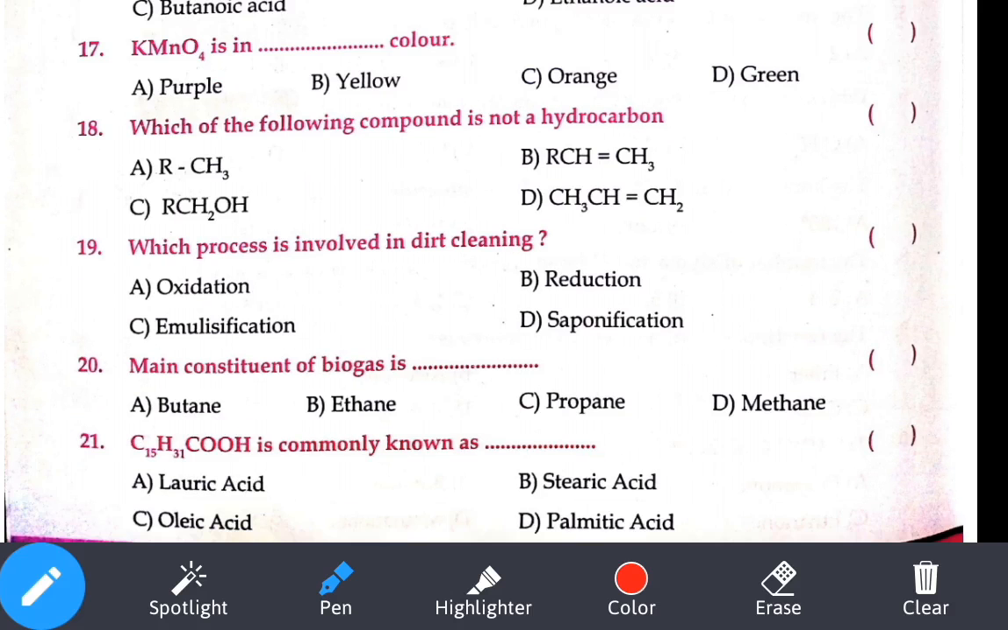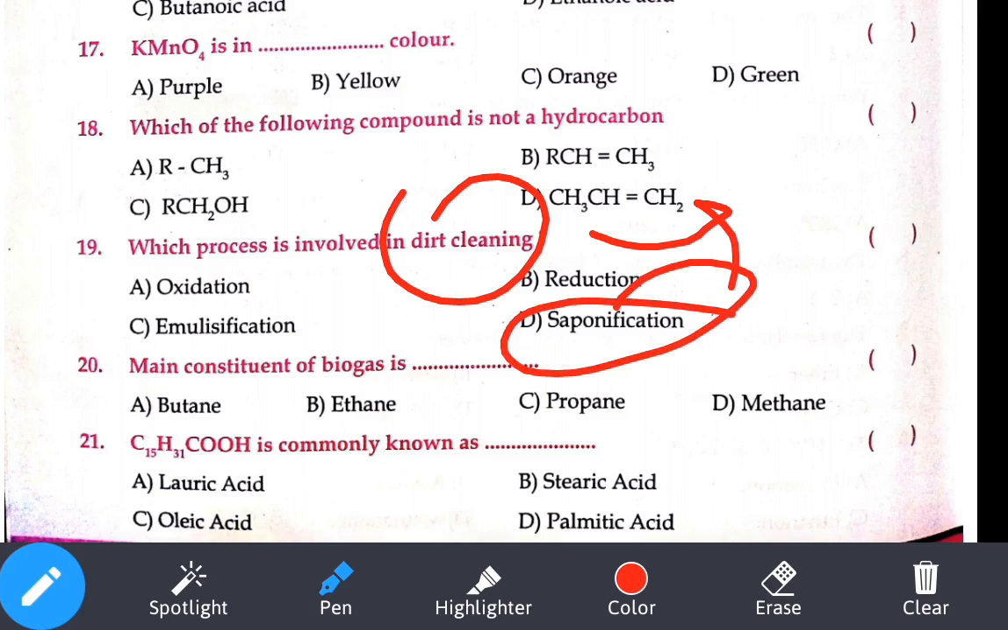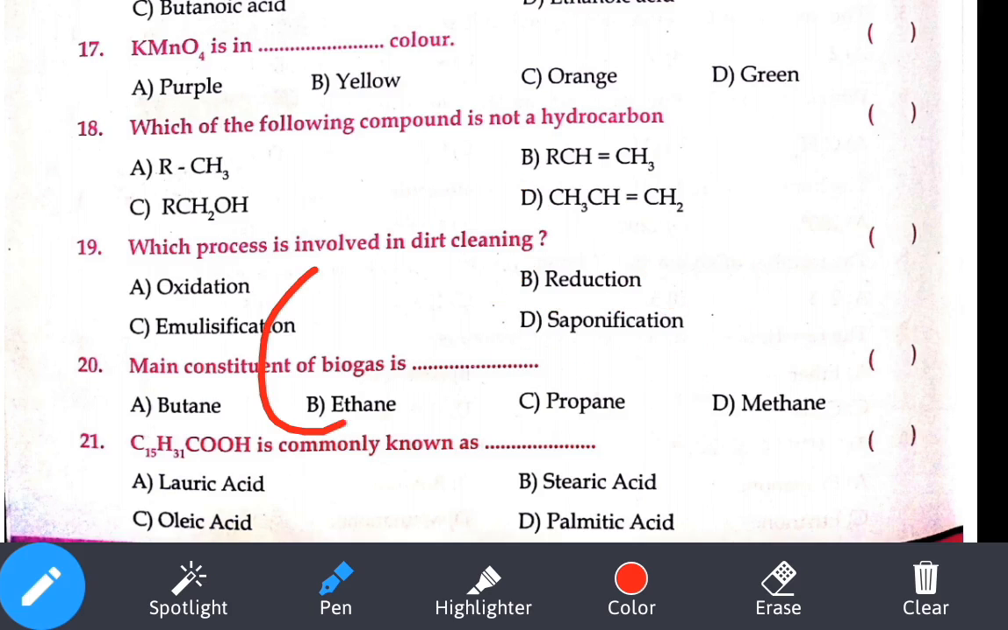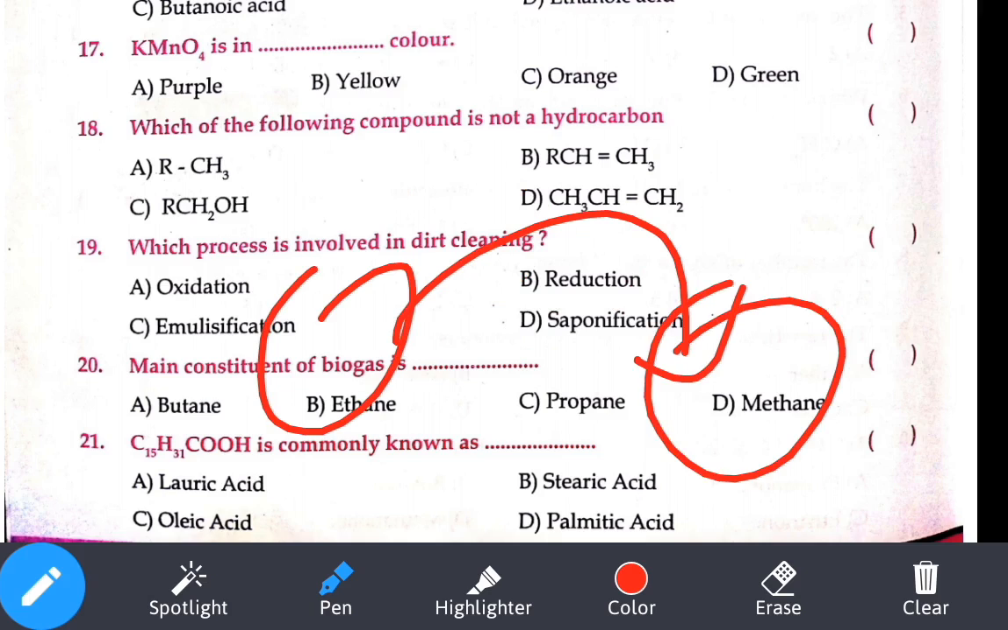Okay, now 19th question: which process is involved in dirt cleaning? By using the soap only we'll be removing the dirt from our clothes. So this is called our saponification. Main constituent of biogas: biogas's main product is our methane. Option number D.